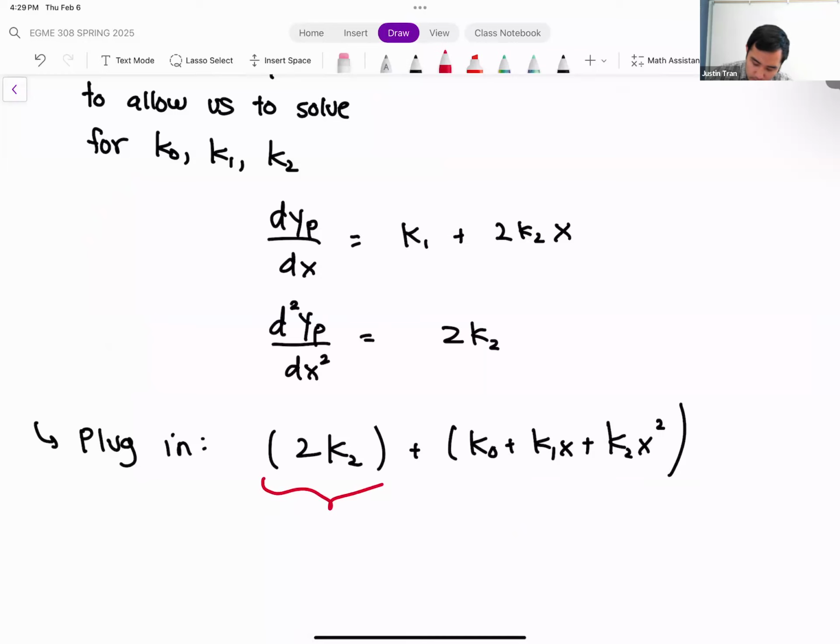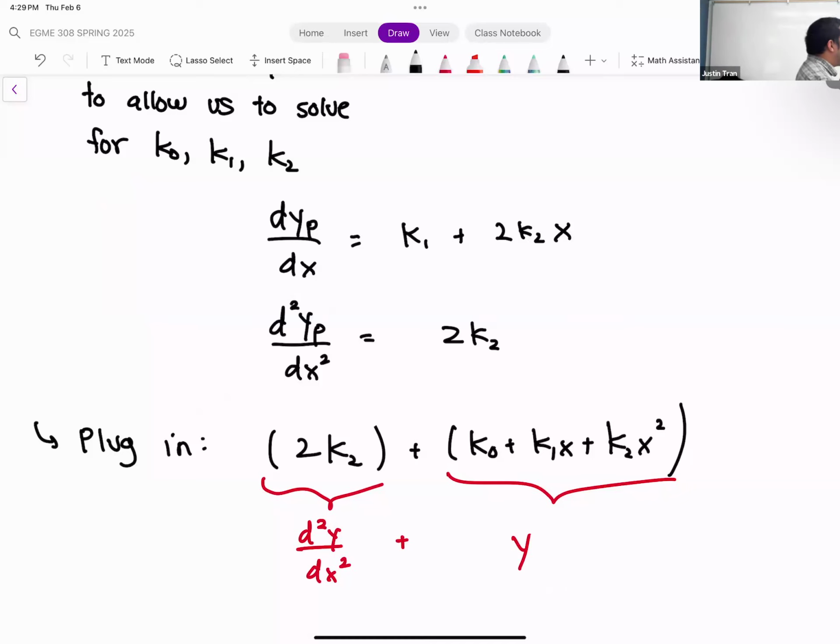So this right here was d squared y dx squared plus y. All I did was take our guess for the particular solution and plug it into the equation. And now we're going to set this equal to, so now we're not going to neglect the non-homogeneous term, so we're going to plug in for that. Our non-homogeneous term here is 0.001 x squared.